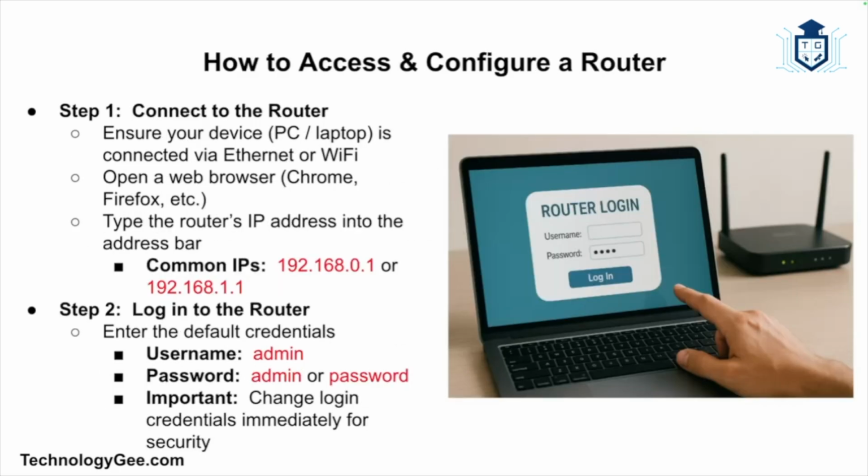All right, next let's talk about how you access and configure a router. So if you want to tweak your router settings, here's what you do. First thing you need to do is connect to the router. You do that by opening up a browser, and then you type in the router's IP, and it might be 192.168.0.1 or 192.168.1.1. And after you do all of that, you want to log in using the default username and password, and it might be something like admin or admin password. And if that is your login credentials, you want to immediately change that because that information is readily available online for hackers to access your network and start doing all types of crazy stuff on your network.